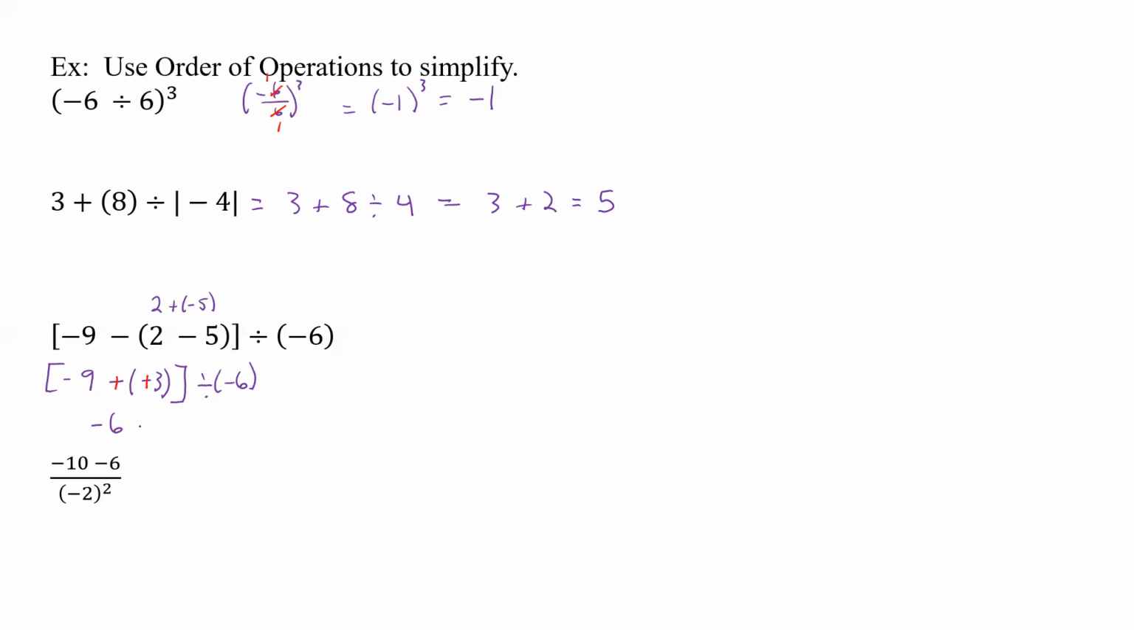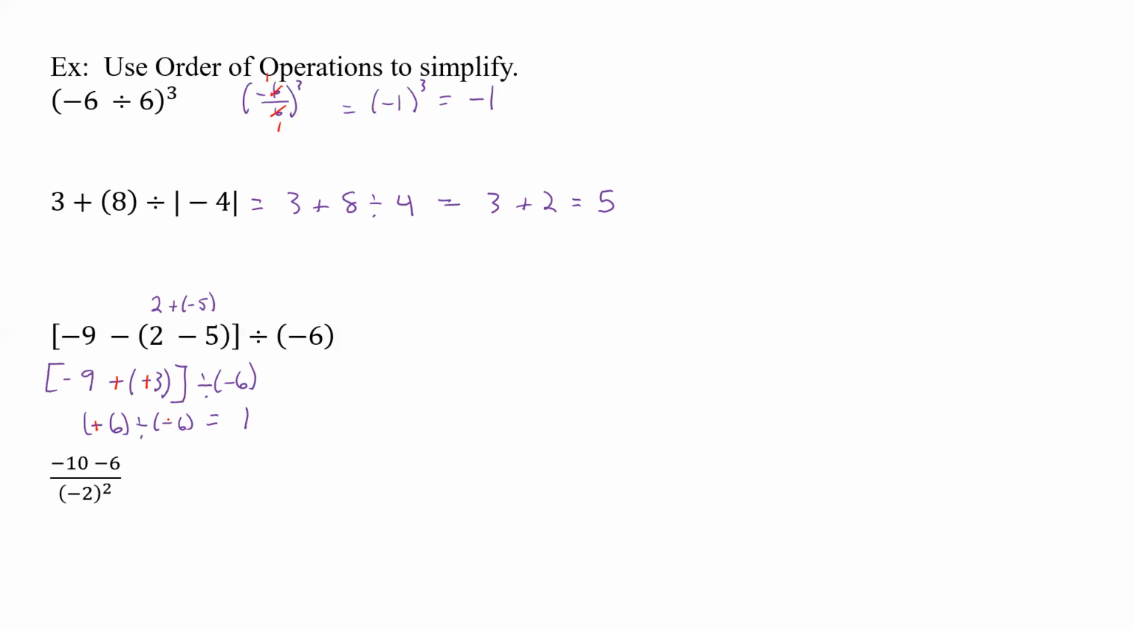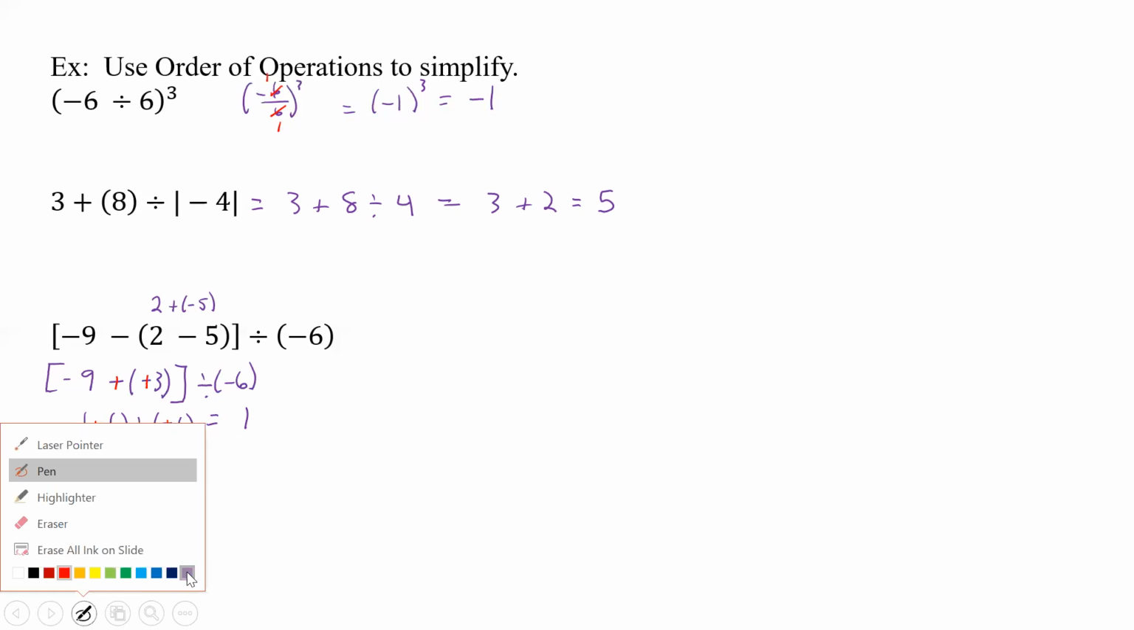So now we take a negative 6 divided by a negative 6. Well, the same thing divided by itself gives us 1 because a negative divided by a negative is positive, and so we have the positive part, and then 6 divided by 6, we get the 1.